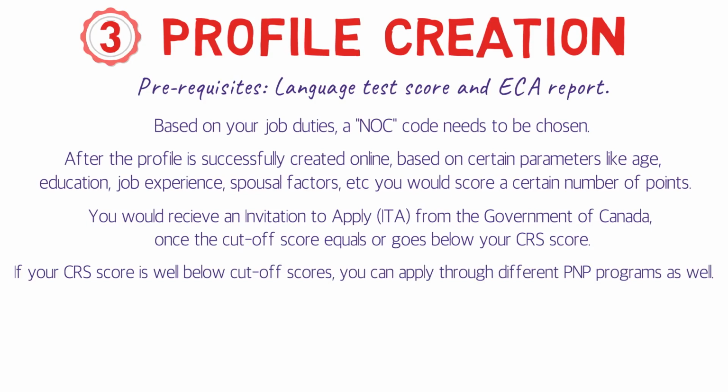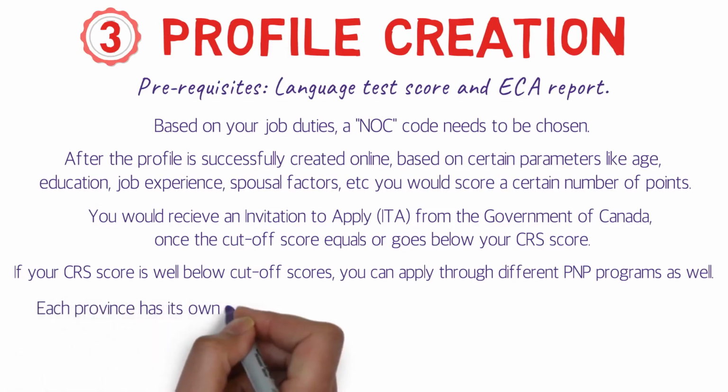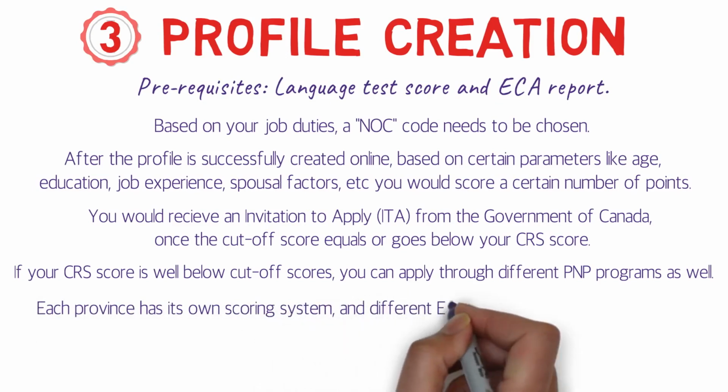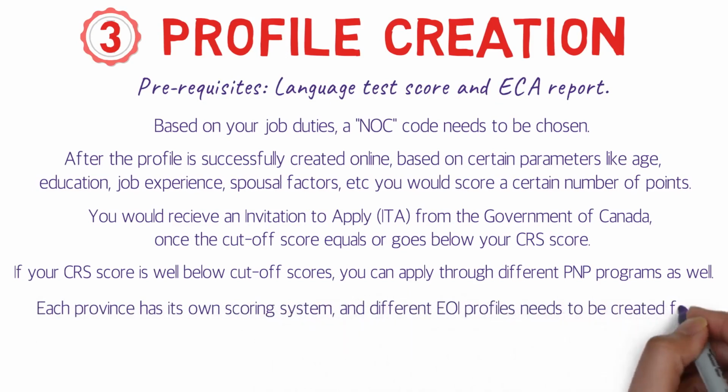If your CRS score is well below cutoff scores, you can apply through different PNP programs as well. So you need not get disheartened if your CRS score is pretty low. If your CRS score is in 350s, 380s, or maybe in early 400s, and you don't see any chance of getting an ITA very soon, in that case you can apply through different PNP programs. Each province has its own scoring system and different EOI profiles need to be created for each province.